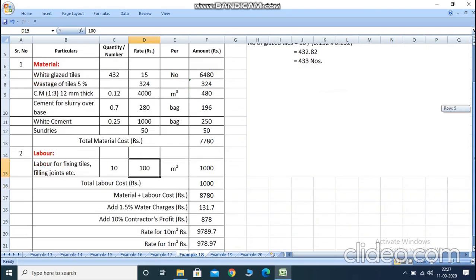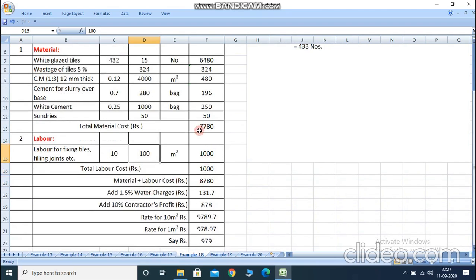Now the total material cost plus labor cost is the summation of 7780, the material cost, and 1000 rupees, the labor cost. So the total cost is 8780 rupees, and we include 1.5% water charges. So 8780 multiplied by 1.5%, because water is required to complete the work. The water charges total 131.7, and we add 10% contractor profit. So 8780 multiplied by 10% gives 878 rupees as contractor profit.